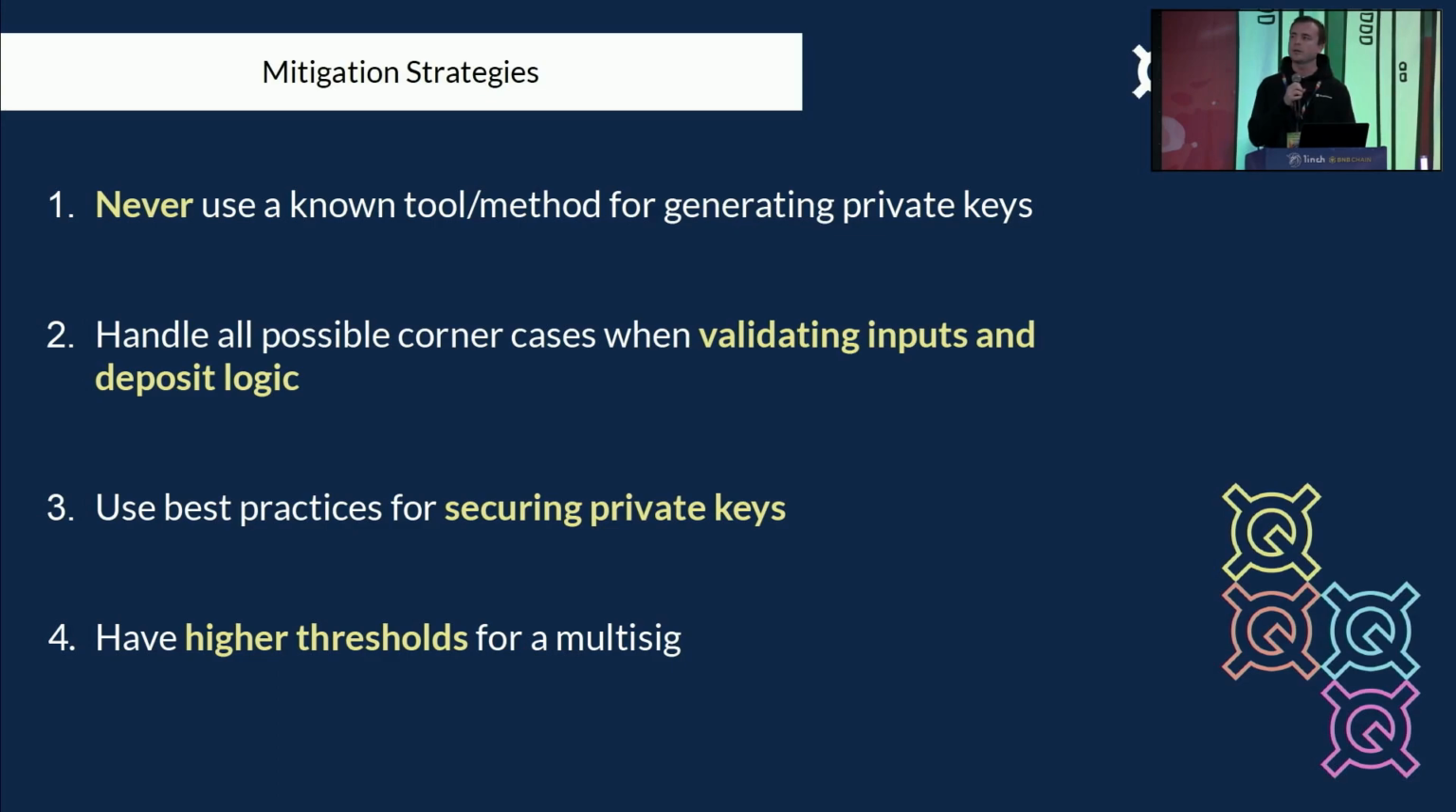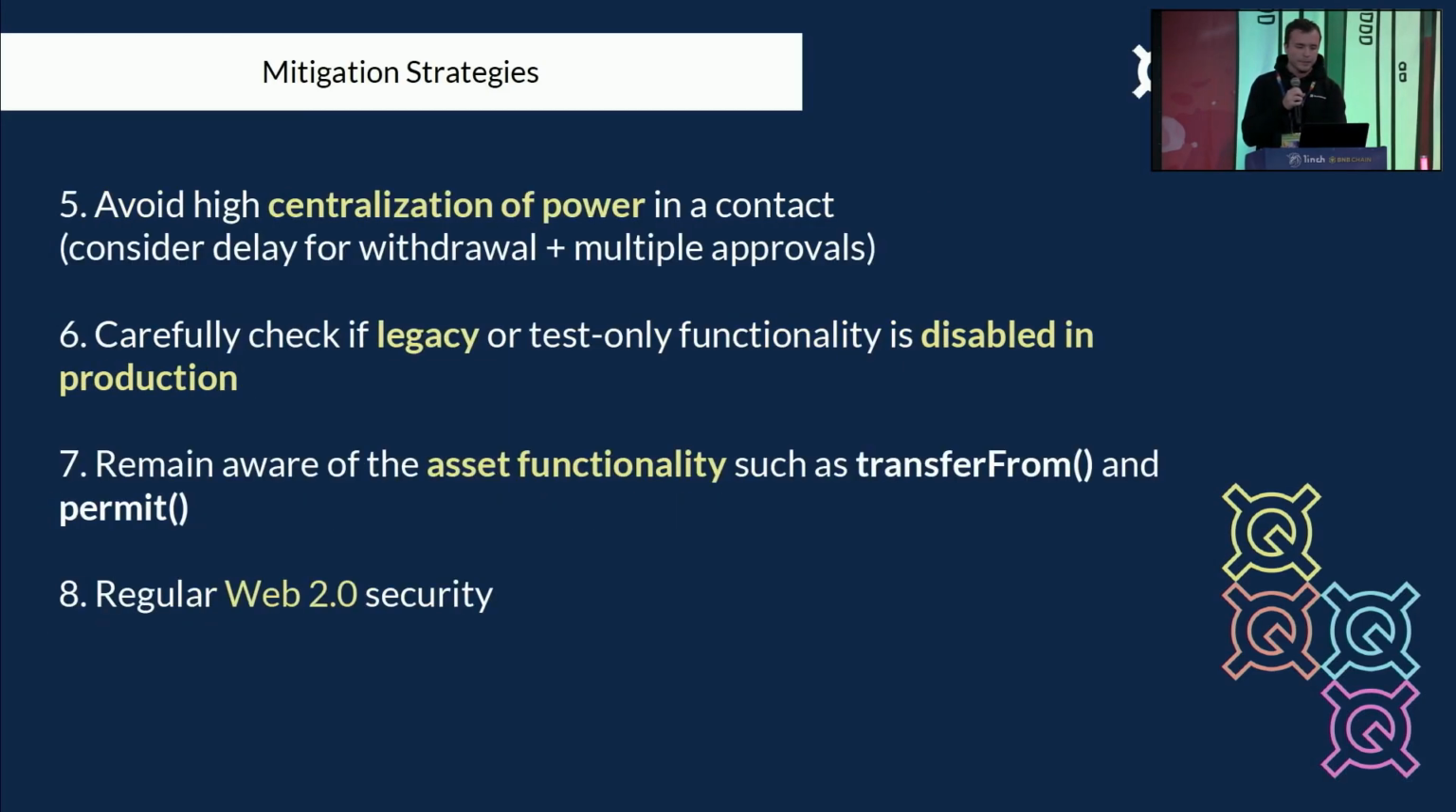Having higher thresholds for multi-sigs, that is something easy to enable, but at the same time, we've seen the case when the multi-sig essentially allowed 2 out of 5 to sign, and therefore to succeed the attack. Then number 5 recommendation here is avoid centralization of power in a contract. So we saw the previous talk where another Alex talked about essentially decentralized bridges, and I think that's something to be considered as well.